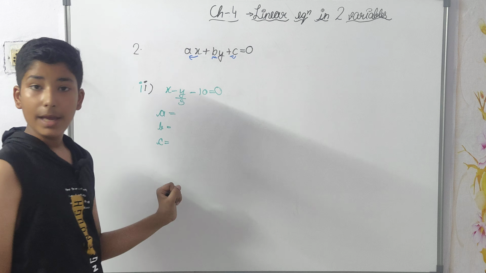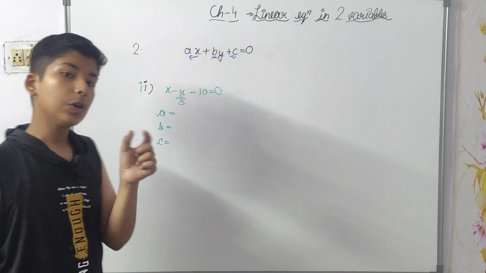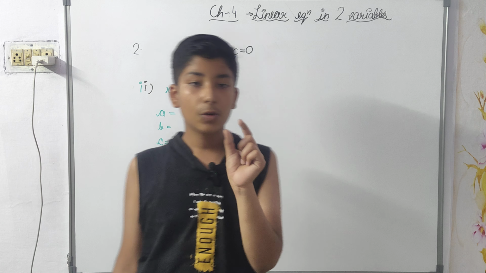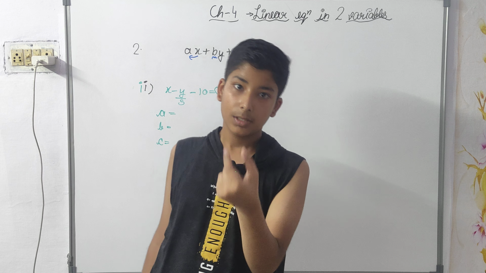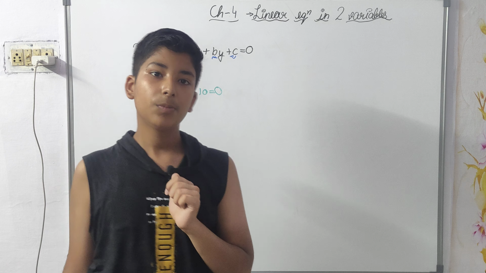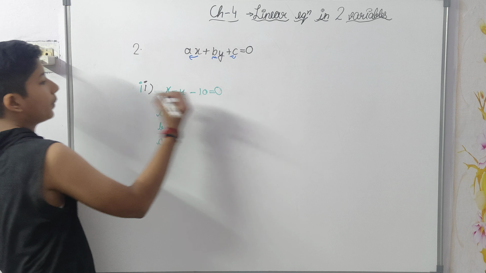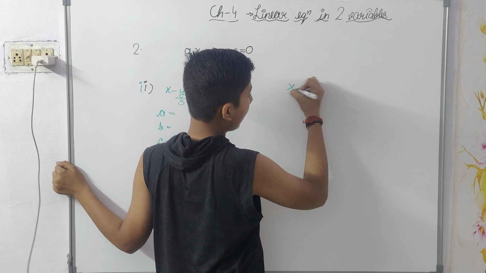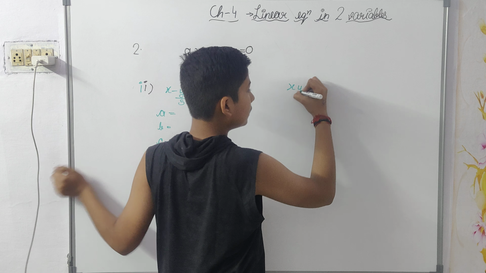We just have to put the values. So there is nothing with x. If there is no coefficient with any variable, the coefficient will be 1. For example, xy, there is no coefficient. So if I write 1xy, is it wrong? No, this is also correct. So a will be 1 because nothing is the coefficient.